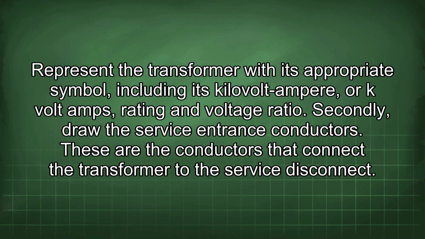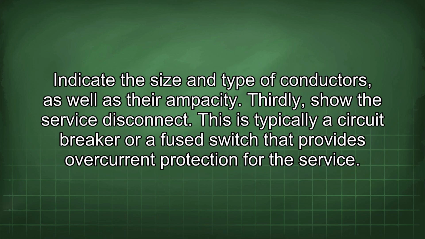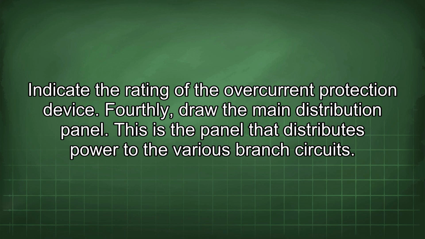Secondly, draw the service entrance conductors. These are the conductors that connect the transformer to the service disconnect. Indicate the size and type of conductors, as well as their ampacity. Thirdly, show the service disconnect. This is typically a circuit breaker or a fuse switch that provides overcurrent protection for the service. Indicate the rating of the overcurrent protection device.